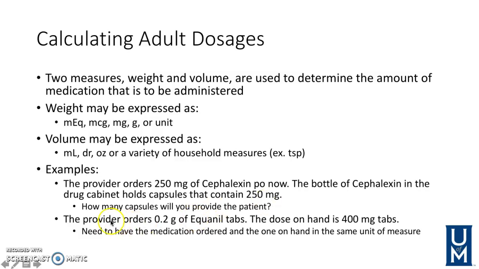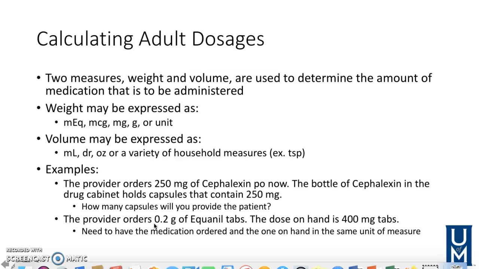Here's where it's not so simple. The provider orders 0.2 grams of Equinol tabs. The dose on hand is 400 milligrams. What do you think we are going to do, guys? I'm going to give you all just a little bit of time to think through this. So 0.2 grams of Equinol tabs, and the dose on hand, we have 400 milligram tablets in our medication cabinet.